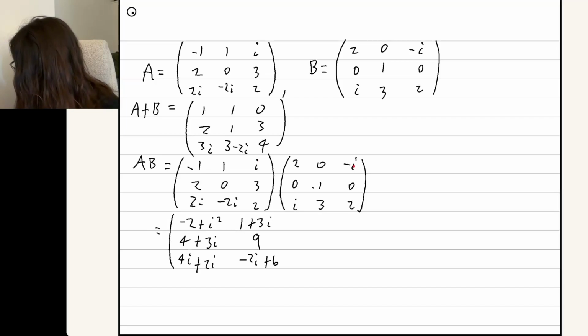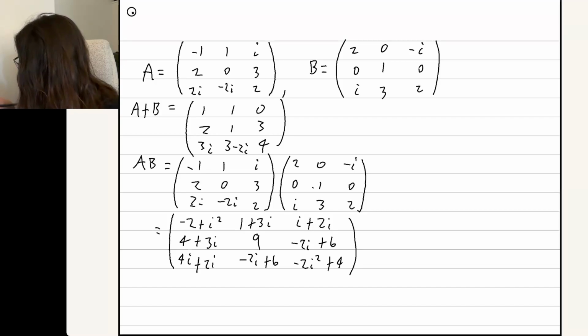Minus 1 times minus i makes i. 1 times 0 makes 0. i times 2 makes 2i. 2 times minus i will make minus 2i. 0 times 0 is 0, 3 times 2 is 6. 2i times minus i is minus 2i squared. Minus 2i times 0 is 0, 2 times 2 is 4. Okay.